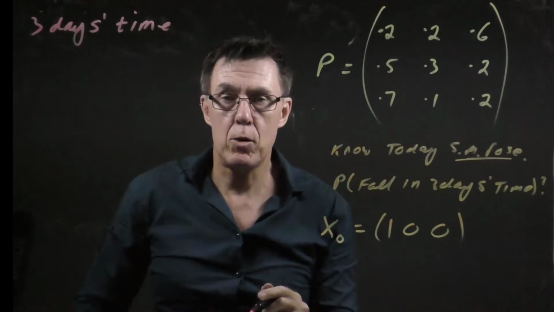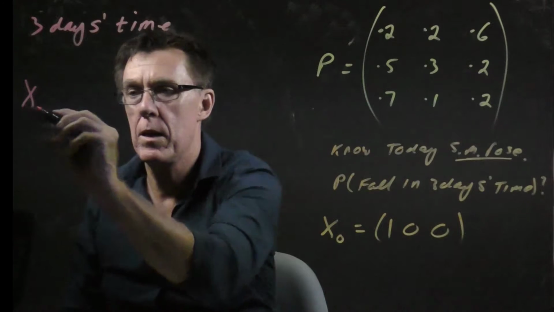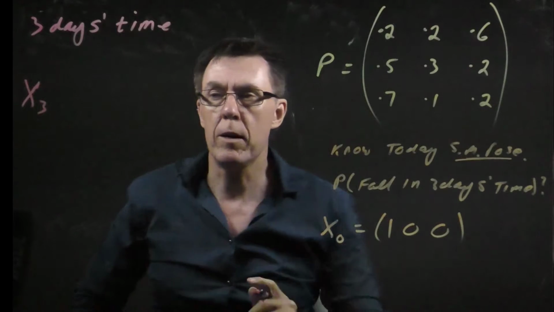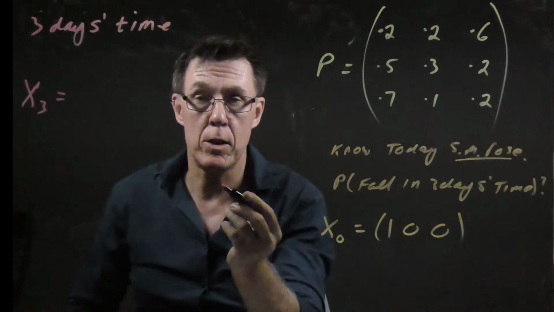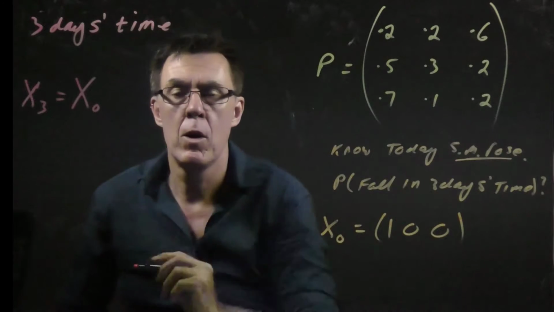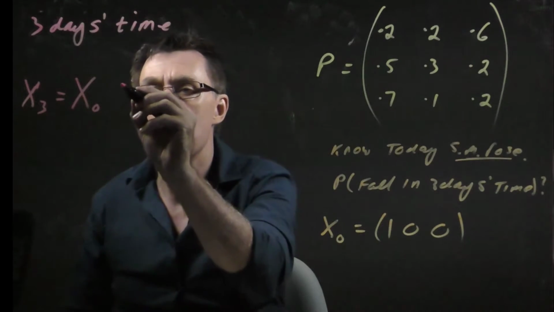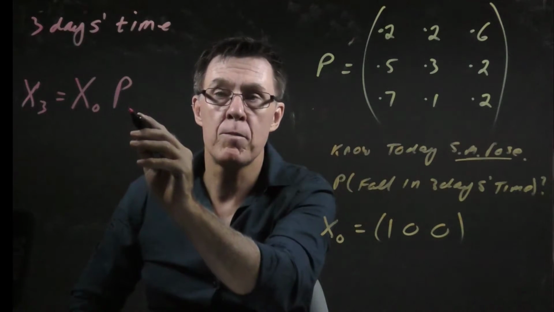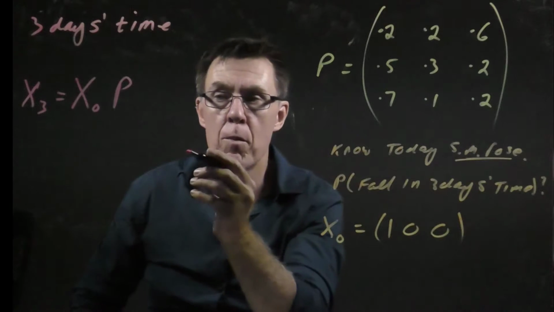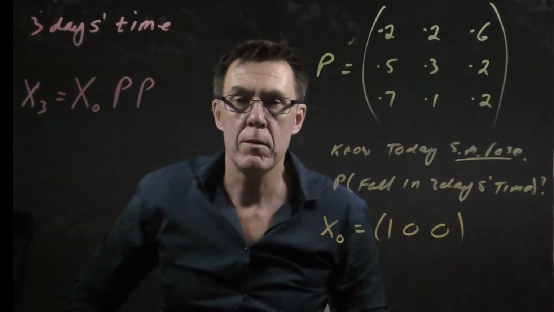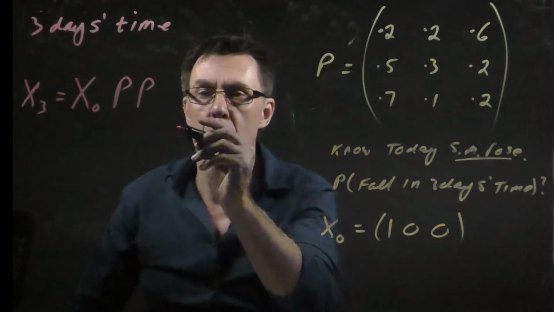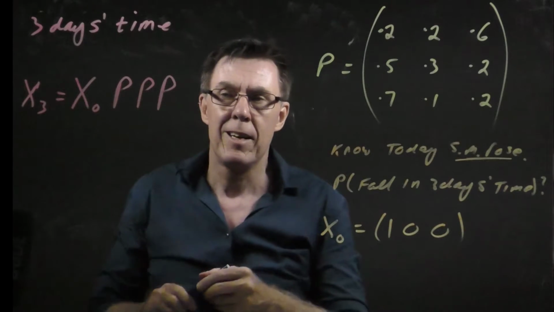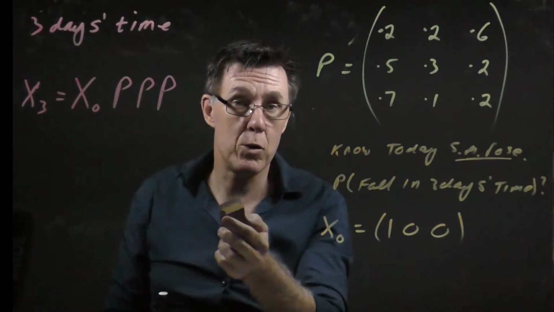So, in 3 days' time, what's going to be happening? X is our state matrix, and we want the state matrix for 3 days from now. How do we arrive at that? We take the state matrix for right now, and we multiply it by our transition matrix. If we just multiply it by the transition matrix, we'd have what the state would be tomorrow. If we multiplied it by the transition matrix again, we'd have it for 2 days' time. Multiplied again, we would have it for 3 days' time. Clearly, it's a bit silly doing that when in fact we could just do this.